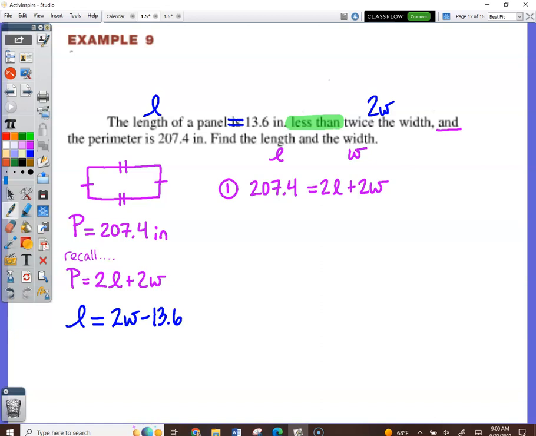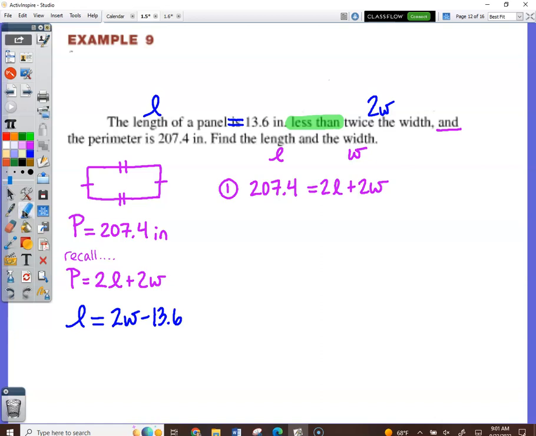Ooh, I was supposed to switch that. So if I was to highlight or say watch out on this problem anywhere, it would be the less than part. Okay, well, there's our second equation right there. I'm not even going to rewrite it over here.